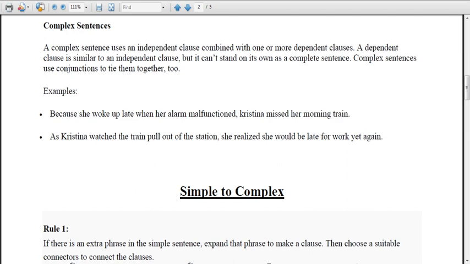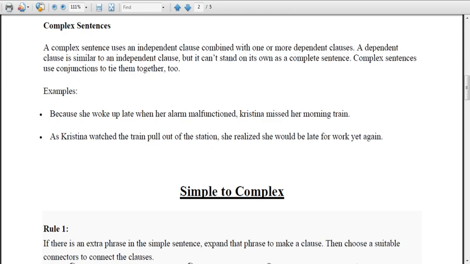Now comes the complex sentence. A complex sentence uses an independent clause combined with one or more dependent clauses. A dependent clause is similar to an independent clause, but it cannot stand on its own as a complete sentence. And complex sentences use conjunctions to tie them together too.